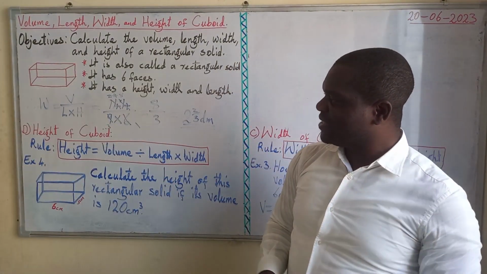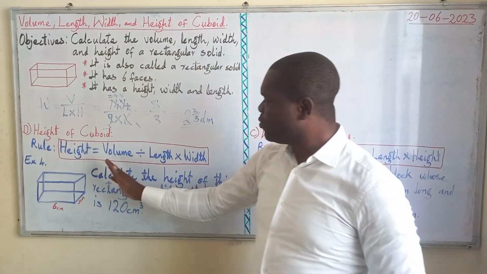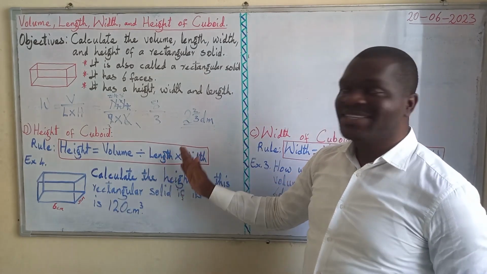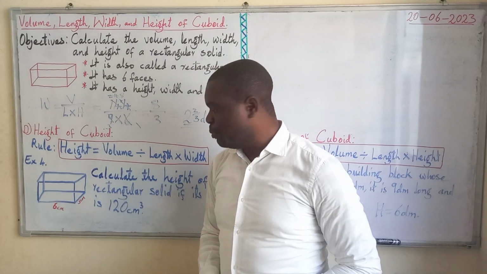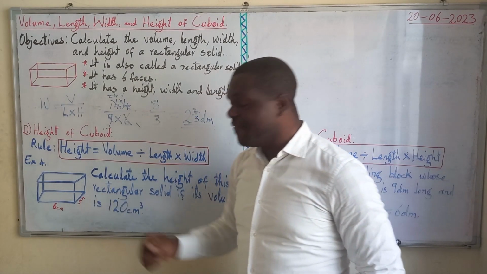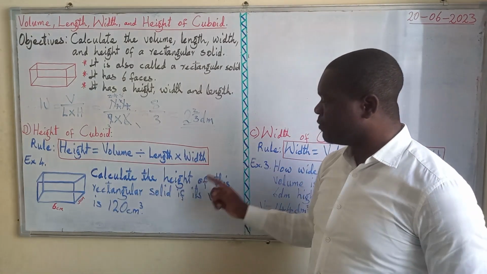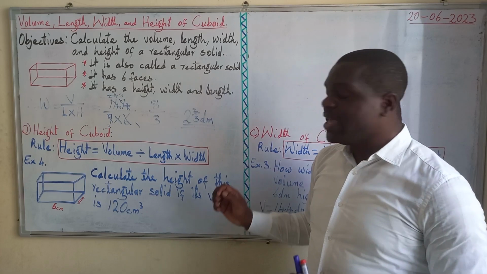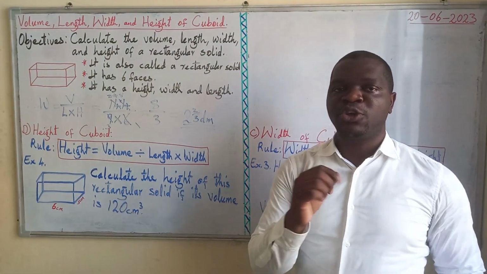Now our last aspect is height of a cuboid, and the rule states height is equal to volume divided by length times width. Now the example here, we have a cuboid, and the length here is 6, while the width is 5 centimeters. It says, calculate the height of this rectangular solid if the volume is 120 centimeters cube.